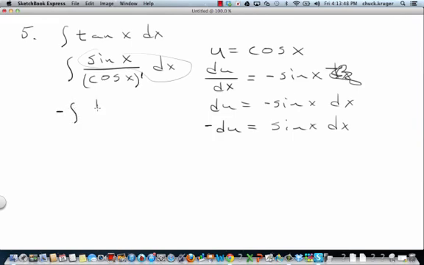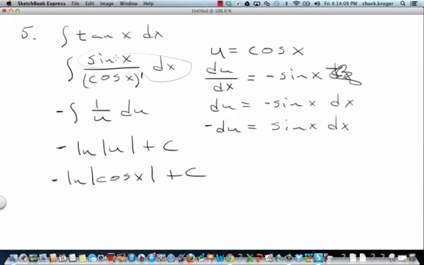And I'm going to have 1 over u, remember that cosine is replaced with u, du, and so I'm going to have a negative natural log of the absolute value of u plus c. So that gives me a negative natural log, what's u? The cosine of x plus c. All right? Number 6 is a proof, and this was a proof of the integral of the tangent of x.